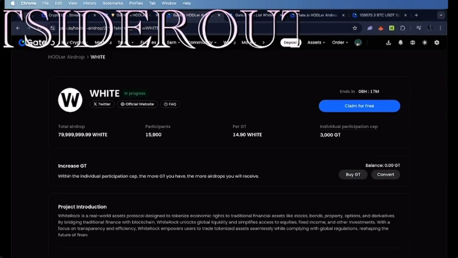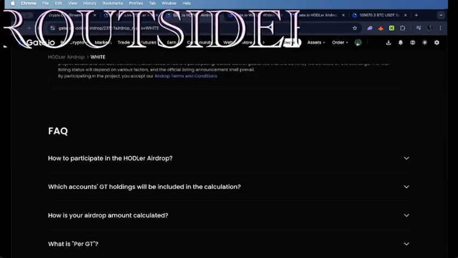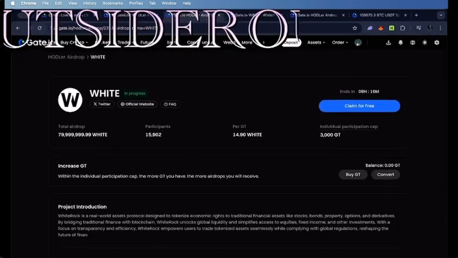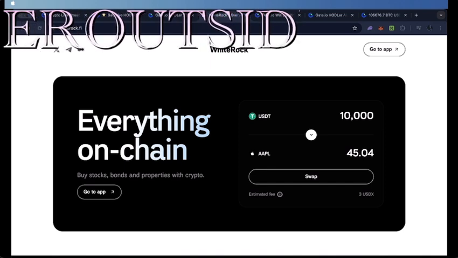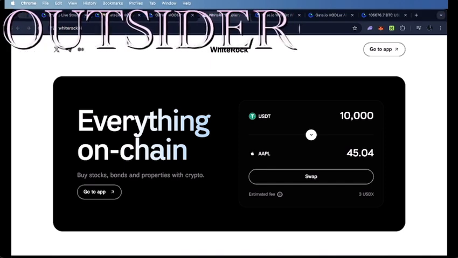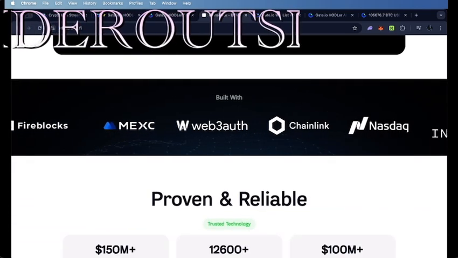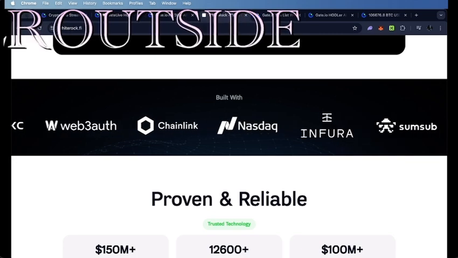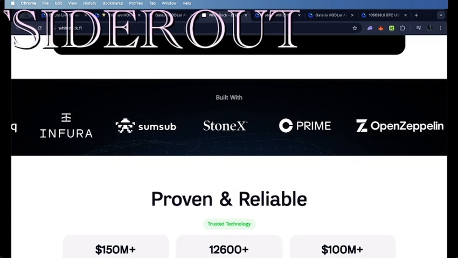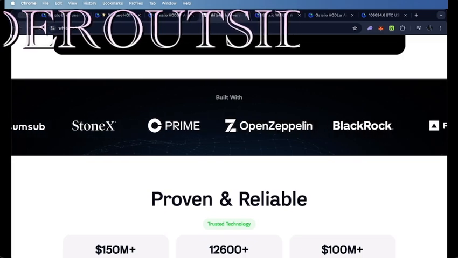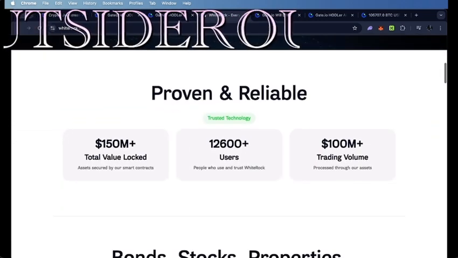Let's check their official website. Everything on chain, built with these: MXC, Web3 Auth, Chainlink, Nasdaq, Infura, SumSub, StoneX Prime, OpenZeppelin, BlackRock. Okay, BlackRock. Okay, Fireblocks. Proven and reliable, trusted technology.